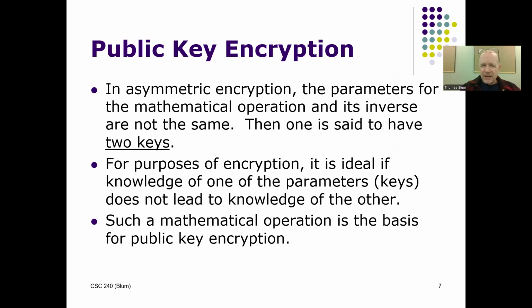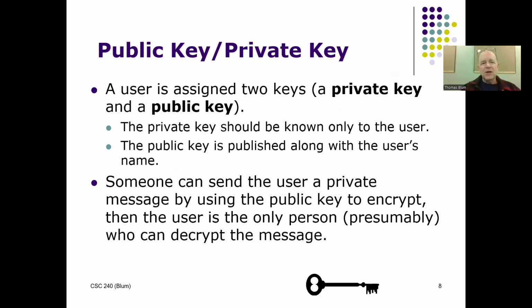So again, in asymmetric encryption, we have some operation and its inverse. Each has a parameter. We're going to call them the keys. And these two keys, knowing one key does not tell you the other. And we are going to give the keys different names and use them in different ways. So let's start to talk about that.